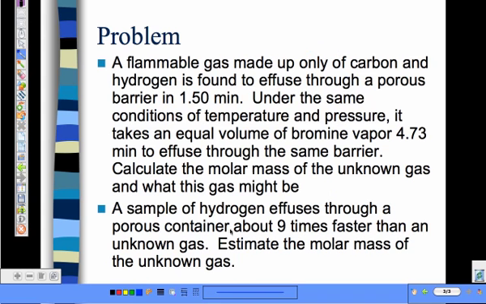Sample of hydrogen diffuses through a porous container 9 times faster than an unknown gas. So if our rate of hydrogen is like 9, the other one would be 1, 9 to 1. If the hydrogen is 9 times faster, that means the mass of hydrogen has to go down here, and we'll put an X there. So let's try this one and see if it gives us better. We should have something heavier since it's slower.